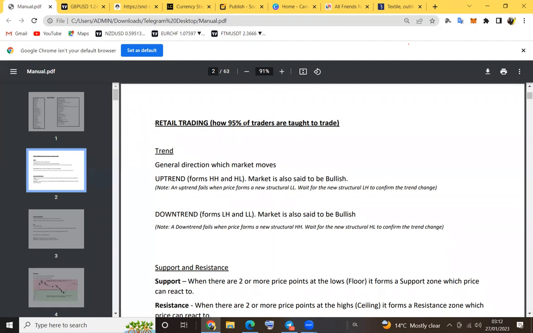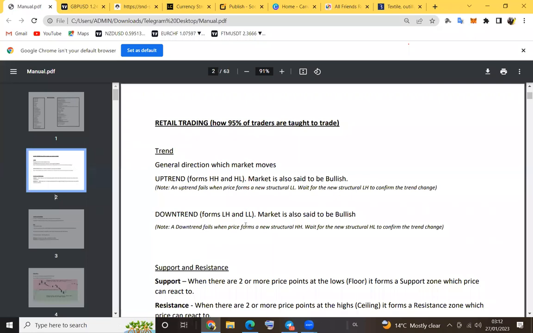When they talk about retail trading, it is mostly a common way of trading, in which people don't pay attention to details. They don't pay attention to their demand and supplies very well. They don't pay attention to confirmations. They don't pay attention to order flow or volume and other stuff. So it's just a common way of trading Forex.